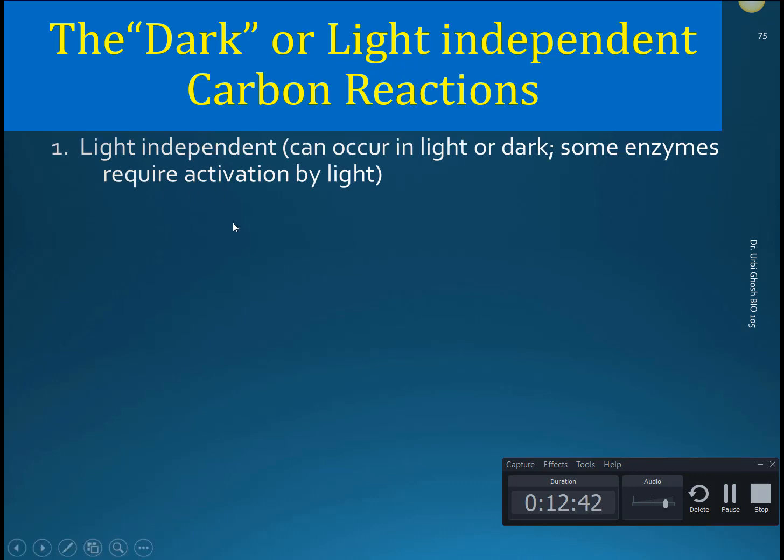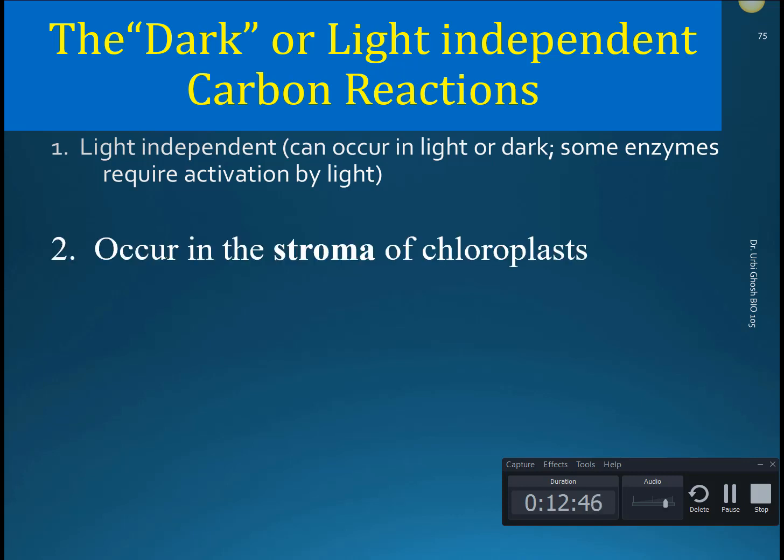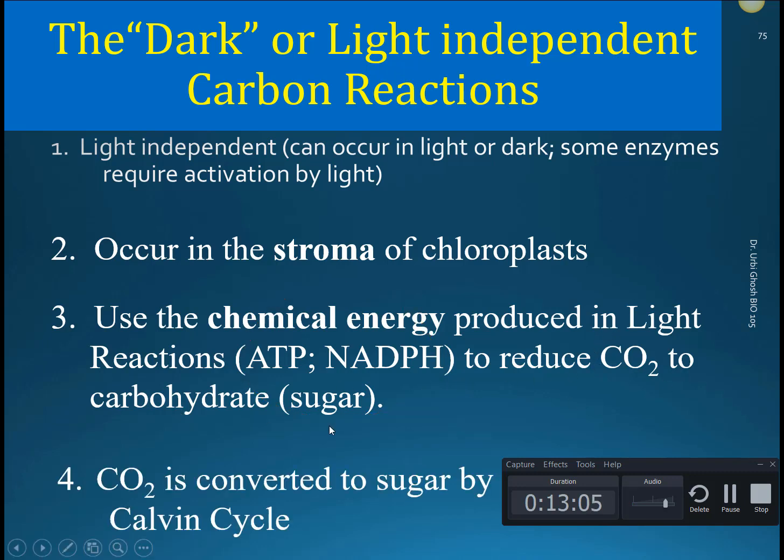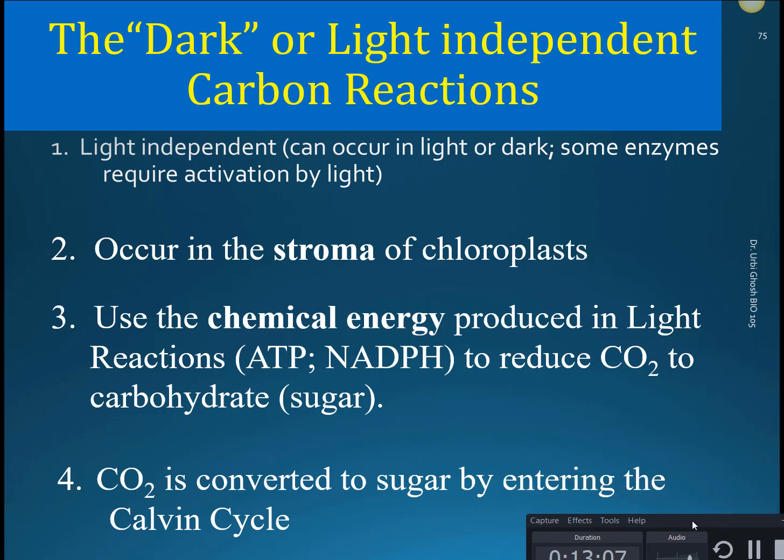So light-independent reactions occur in light or dark. Some enzymes require activation by light. The light-independent reactions, or the Calvin cycle, occur in the stroma of chloroplasts, and they require the ATP and NADPH that were generated from the light reactions to reduce the CO2 and make carbohydrates and sugar. So CO2 is converted to sugar by entering the Calvin cycle.